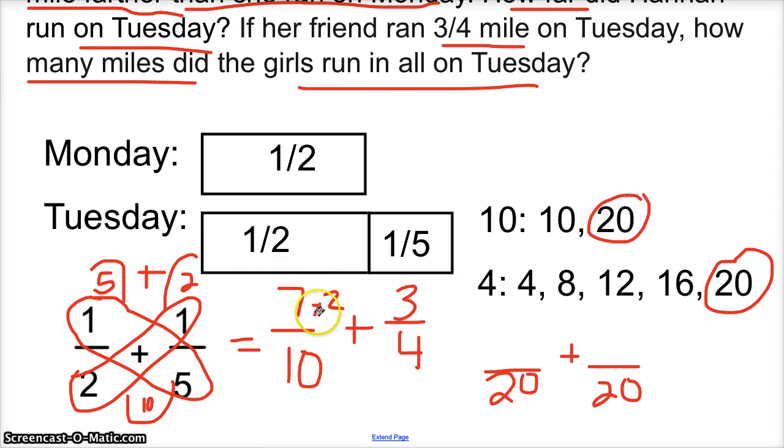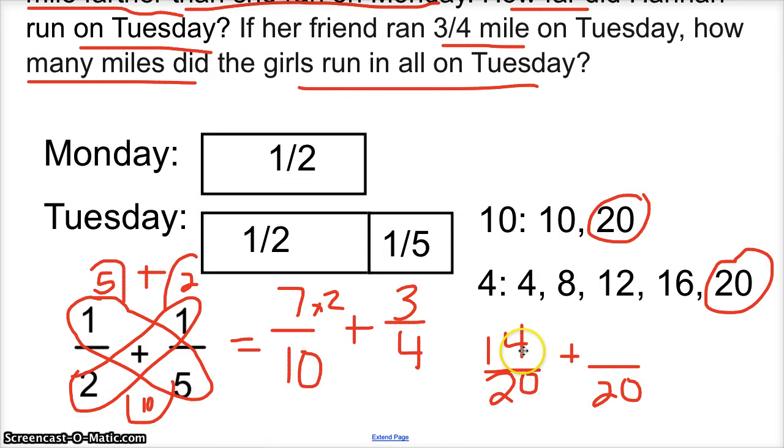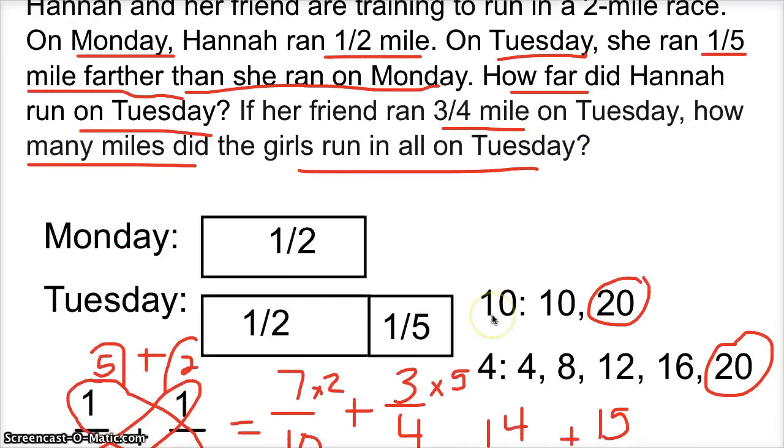So I'm going to do the same thing to the top, 7 times 2. Same thing to the top and bottom. 7 times 2 equals 14. So 7/10 is the same as 14/20. Now let's do 3/4. What do I multiply 4 times to get to 20? 4 times 5 equals 20. So I'm going to do the same thing to the top. 3 times 5 equals 15.